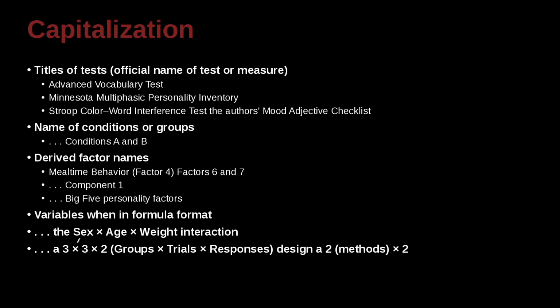And here we have a 3 by 3 by 2 Groups by Trials by Responses. And of course, this is very straightforward. You cannot capitalize the numbers because numbers don't get capitalized, do they? But here what we're saying is that this 3 is this, and this 3 is this, and then this 2 is this. So here it is 3 by 3 by 2, and these are the names, so the names get capitalized.